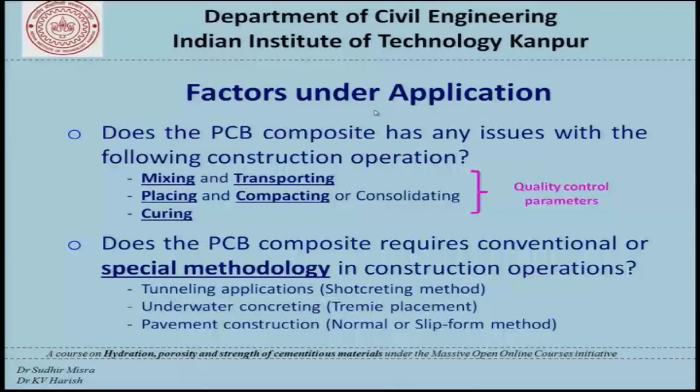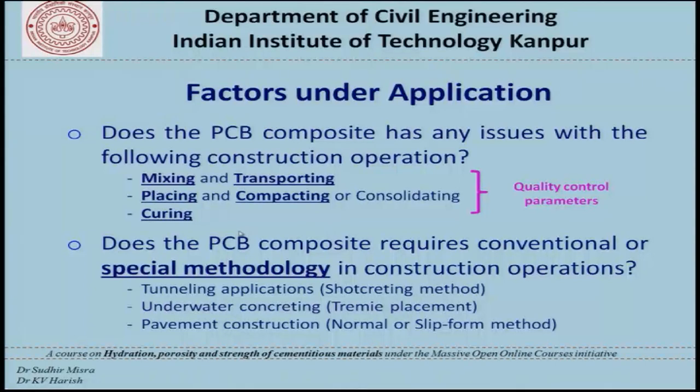Now, let us first see the application factors. Under application, what we generally see is whether we have any construction based factors from the application standpoint. In such a case, we have to question ourselves. Many times engineers question themselves to see whether the Portland cement based composite has any issues with respect to the construction operations that are conventionally performed at the site. Some of them are mixing and transporting, placing and compacting, the other word is also consolidating, and curing. So, does it affect the construction operation? And these are broadly under the topic of quality control parameters.